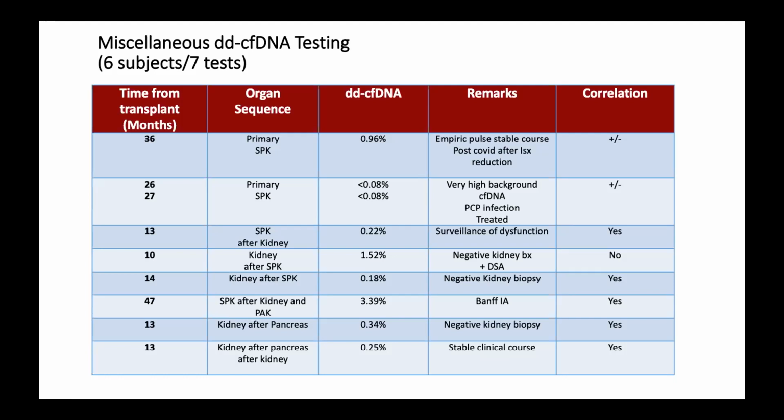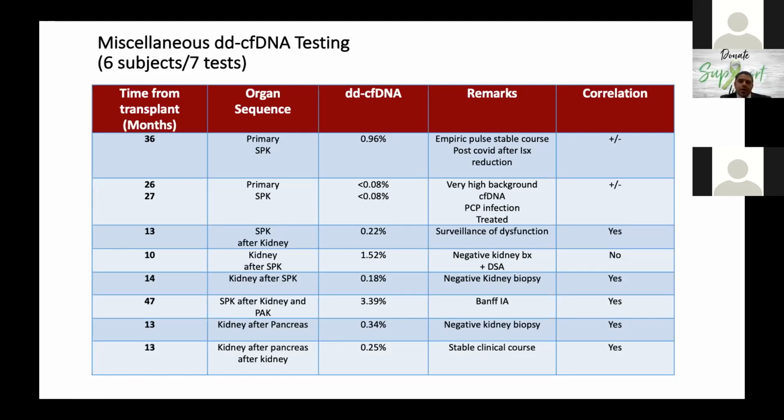And this highlights one shortcoming of the test. We suspected that there was rejection ongoing, and based on our clinical judgment, we wanted to pursue further measures or empirically treat. Then we realized that there was a very high background of cell-free DNA that was coming from the recipient. So this is about the donor-derived portion. If the donor-derived portion is greater than 1%, the test is considered positive.